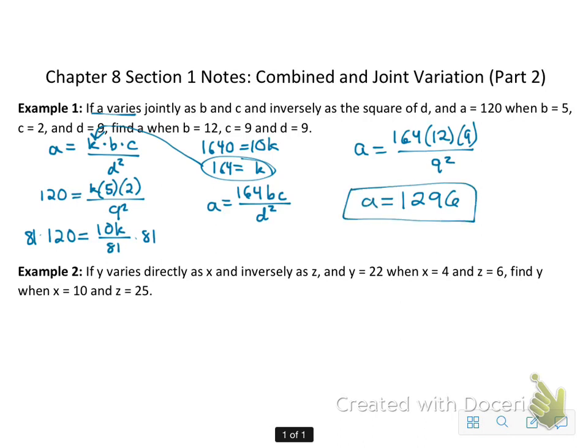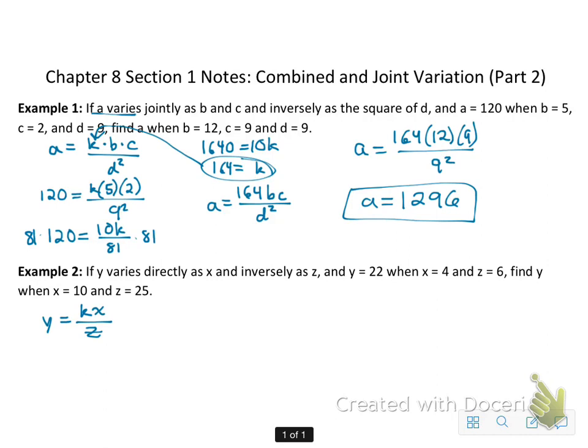Let me do another one. In example 2, y varies directly as x and inversely as z. Well, y varies means y equals k. Directly as x means x is going in the top because it's multiplication, and inversely as z means z is going into the bottom because that's division.